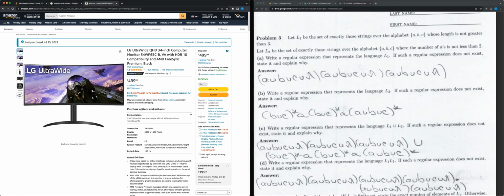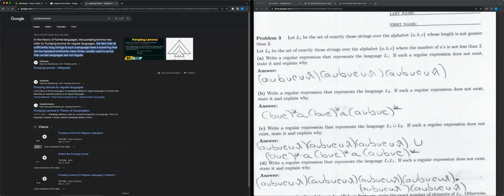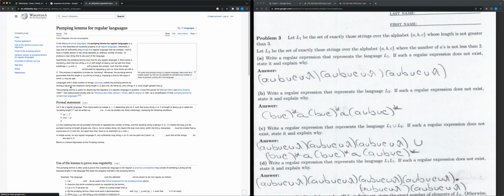I'm not covering pumping lemma. It's a proof, if you guys are interested. Basically, we have to prove that any language that she gives you follows this rule. There is a template that I write that is so much simpler than whatever the fuck this means. I understand what this means, but you don't need to understand what this means.